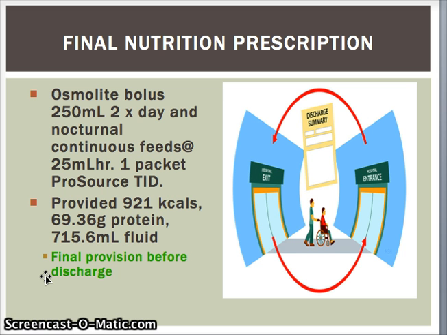An isotonic formula was chosen to increase GI tolerance. Osmolite bolused at 250 milliliters 2 times a day, and nocturnal continuous feeds at 25 milliliters an hour with additional ProSource TID was the patient's final nutrition prescription before discharge, and this provided the patient with her estimated requirements.